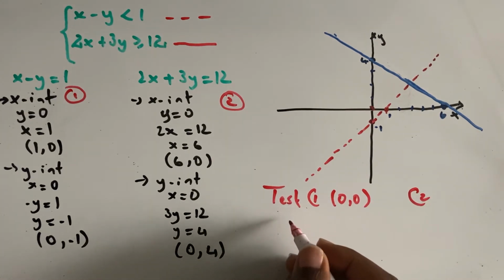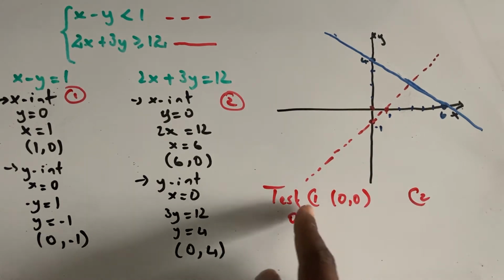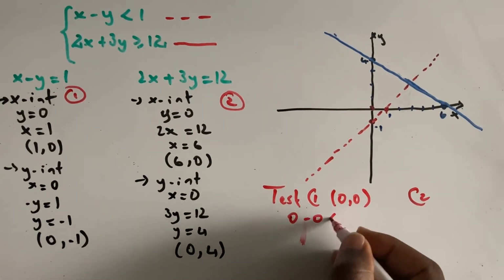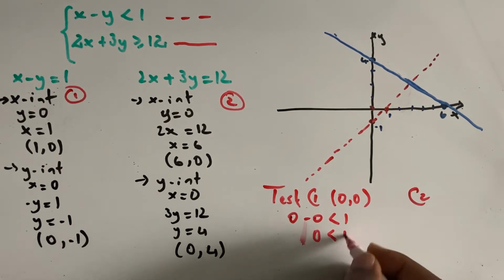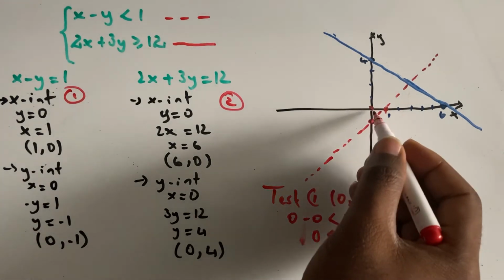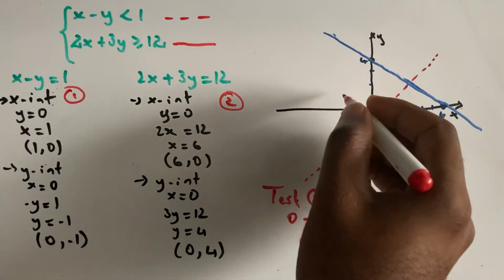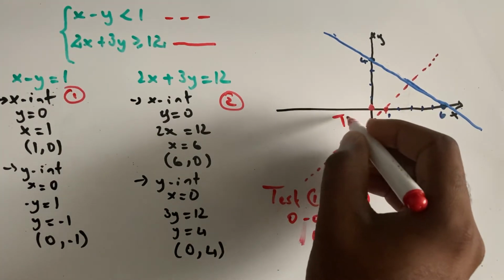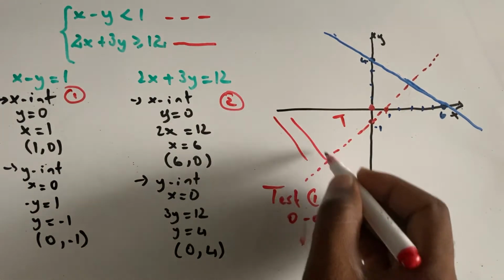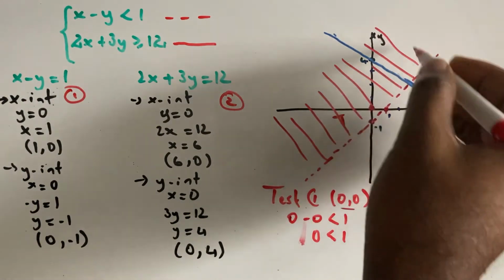When I test it for the first one, up here, I get 0 plus, minus 0 is less than 1. Is it true that 0 is less than 1? Okay, yes, it's true, 0 is less than 1. So since 0 is less than 1, that means the shaded region will be where the point I'm testing is, because this part is true in this case. So if it's true, this is where I shade, this side of the line. Well, this is how you do it.